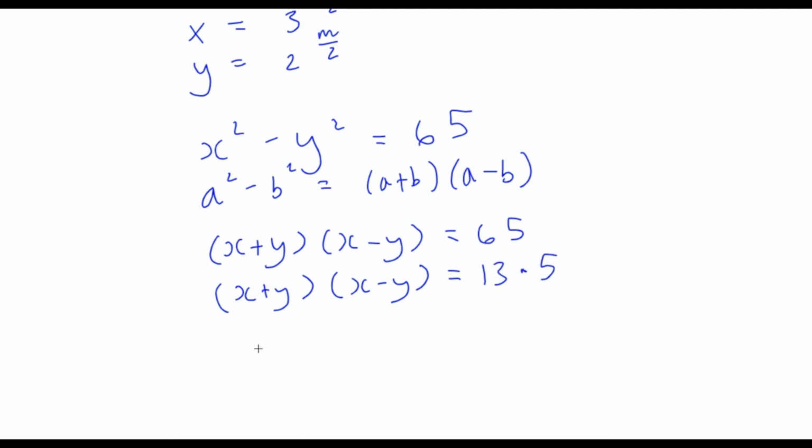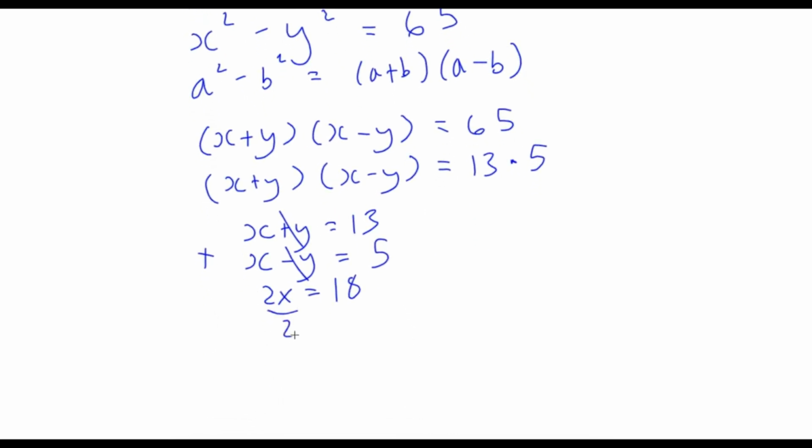Now this can give us two equations. We have x plus y is equal to 13 and x minus y is equal to 5. So this is essentially a system of equations. If we add these two equations together, we'll cancel the y terms out, and we get 2x is equal to 13 plus 5, which is 18. Now if we divide both sides by 2, we are left with x is equal to 18 divided by 2, which is 9. So our value for x is 9.